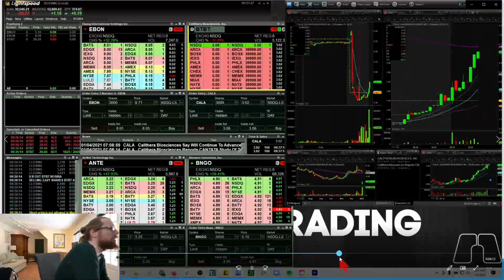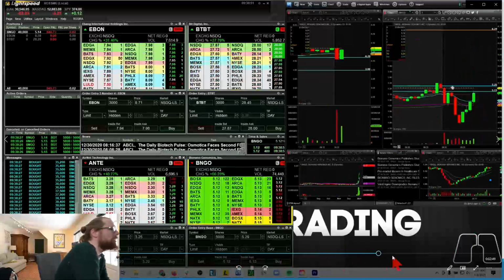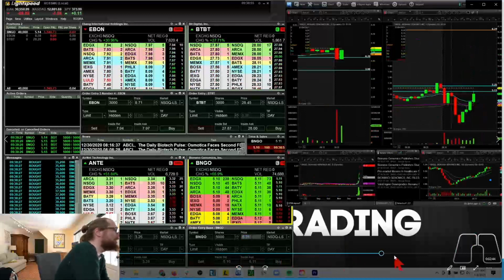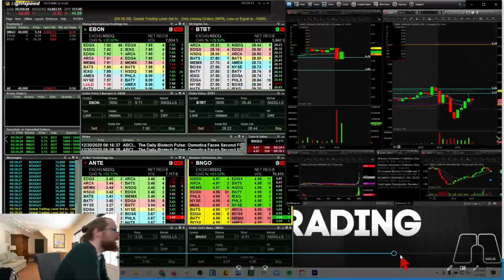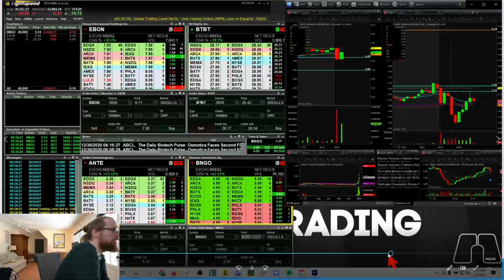Let's see. Kala is running into the 200 moving average. Bingo, BNGO is coming back up to 510, 520. This time I bought 40,000 shares. Look at me. So here's the problem. This is a double top at, well, it's actually not a double top. It looked like it for a second, but it just has resistance at 515.